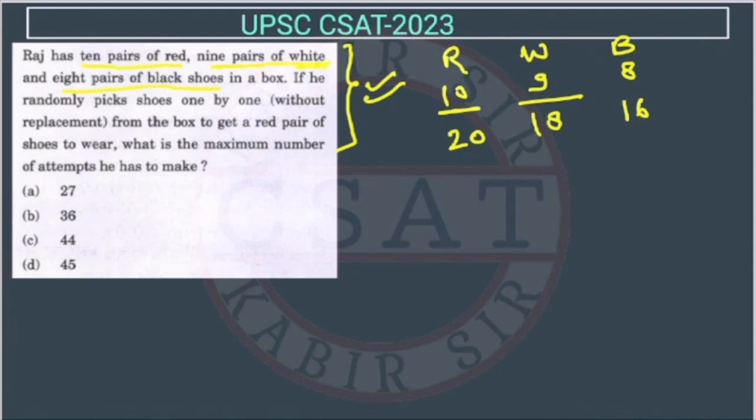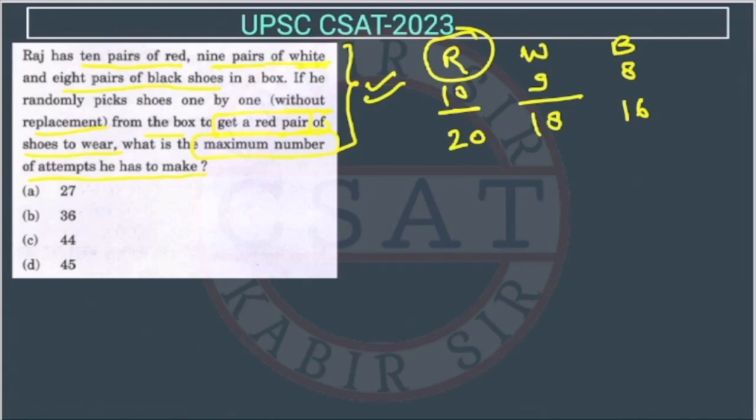If he randomly picks shoes one by one without replacement, he is not putting them back into the box, to get a red pair. So he wants to withdraw a red pair of shoes to wear. What is the maximum number of attempts he has to make? So maximum they are asking, right? Because he wants to take one pair to get a red pair of shoes.